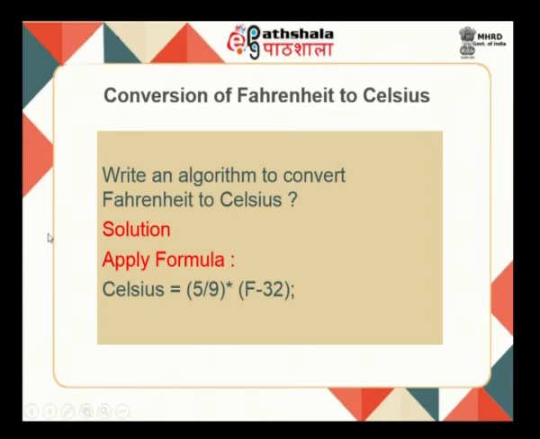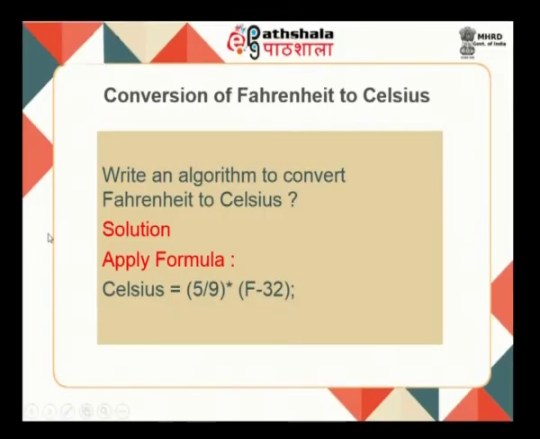Fine. How to do that? The answer is in terms of this particular formula: Celsius is equal to 5 by 9 multiplied by (F minus 32). As I said earlier, an algorithm is nothing but a step-by-step procedure for carrying out a particular task. Suppose I give this problem to a student, how would he start? His way of thinking will be something like this: I am going to read the Fahrenheit value, then I know the formula for converting that to Celsius.